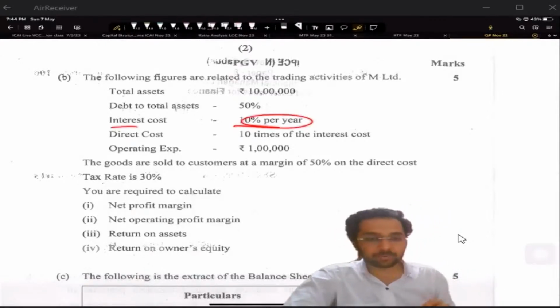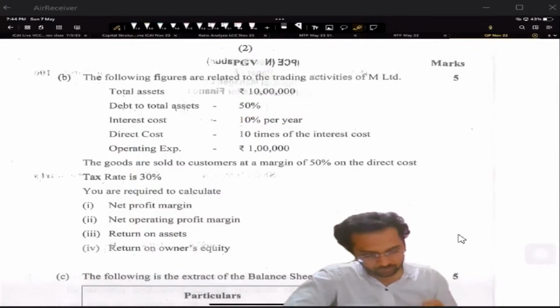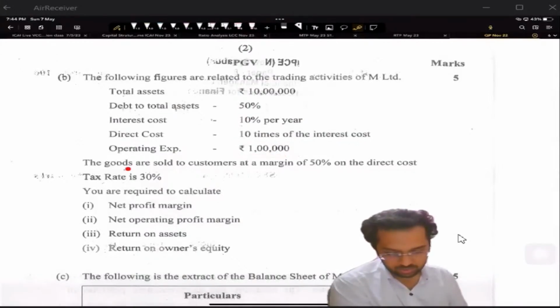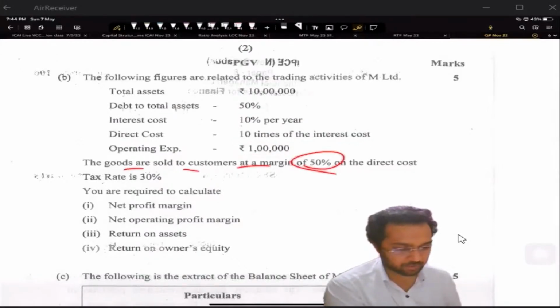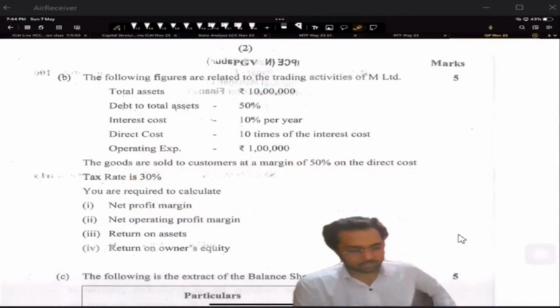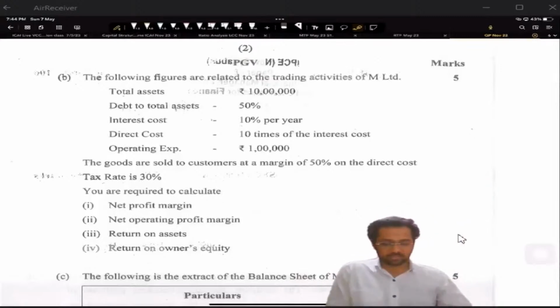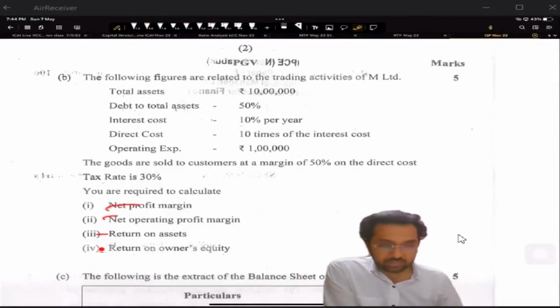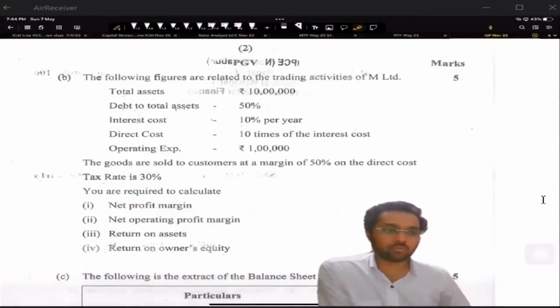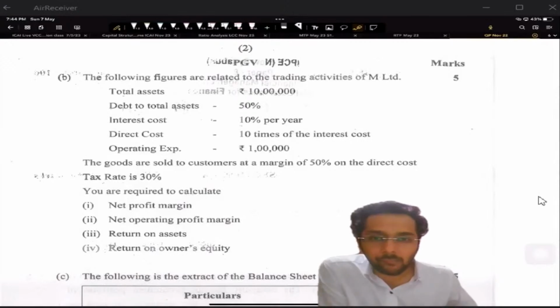Interest cost is 10% per year. And we have the direct cost as 10 times of the interest cost. Operating expenses is 1 lakh. Goods are sold to customers at a margin of 50% on the direct cost. And tax rate is 30%. You have to compute these ratios. Okay, so let's begin with this.